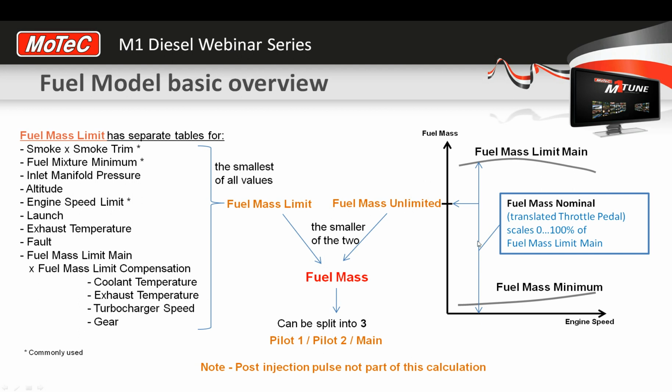So 50% pedal would mean halfway between our minimum fuel mass, which might be, let's say, 5 milligrams, and our maximum, and if we make the number easier and call it 105, well, it's something like 50. That gives us a channel which the ECU uses, and that channel is called fuel mass unlimited. So that is the beginning of what is going to end up being delivered to the injectors. It's the beginning of the calculation.